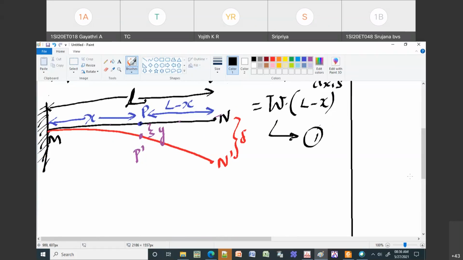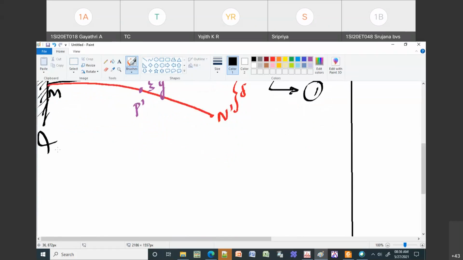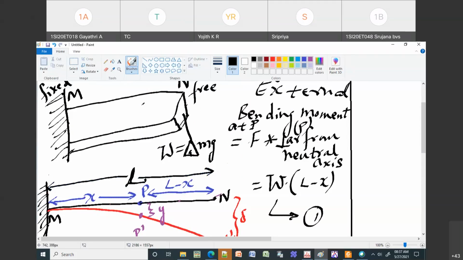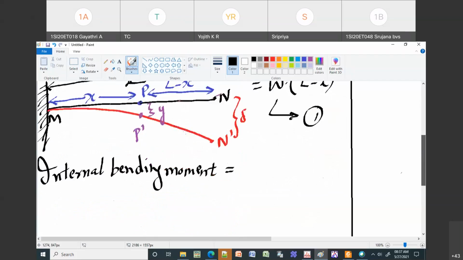So this is your external bending moment. In the same way, we can have the internal bending moment. What is the internal bending moment? It is the bending moment due to the restoring force, developed within the body. So there are two different things. The external bending moment is the moment due to the externally applied load. The internal bending moment is the moment developed within the body, which will always try to take the body back to the original position.